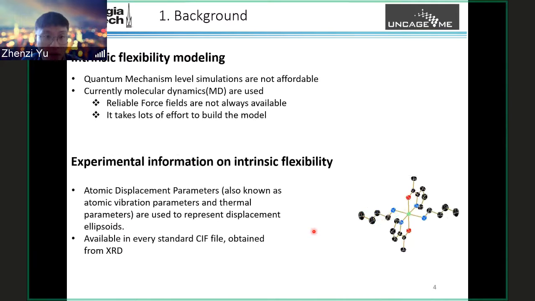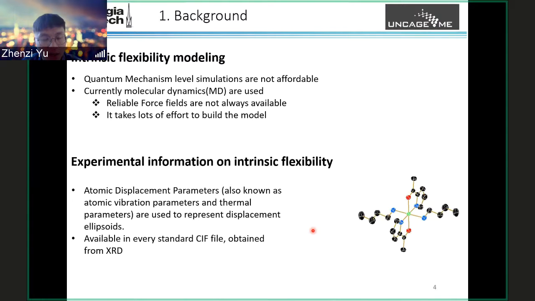So what is our current way for intrinsic flexibility modeling? Quantum mechanics level simulations are not affordable in those systems because there are just too many atoms for this level of simulation. And currently molecular dynamics is used to model the intrinsic flexibility. However, there are two major drawbacks of MD. The first one is that reliable force fields are not always available. Second, it takes lots of effort to build the model.